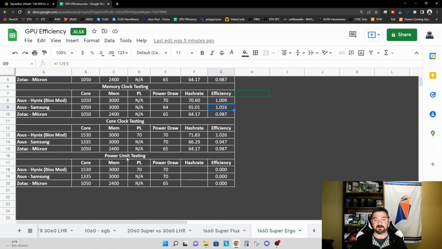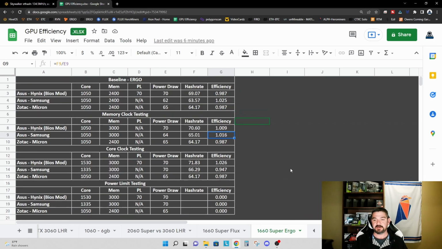So finally, with the power limit testing, we've made no changes, so we're not going to make any updates to this section. But my takeaway from this video, or from this test, is that the BIOS modded 1660 Super with the Hynix memory is definitely going to perform better than a non-BIOS modded 1660 Super. So when we did the same test on Flux, we saw no change or even a small detriment to having the BIOS modded 1660 Super. For ERGO, absolutely we are seeing a benefit to having the BIOS modded 1660 Super.